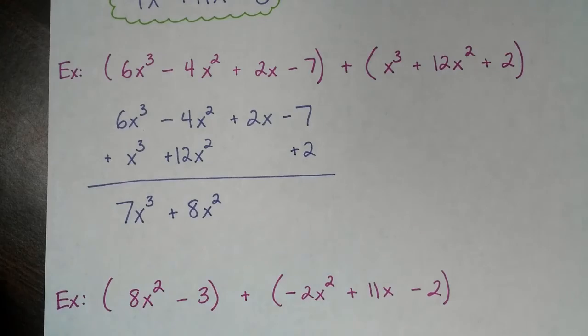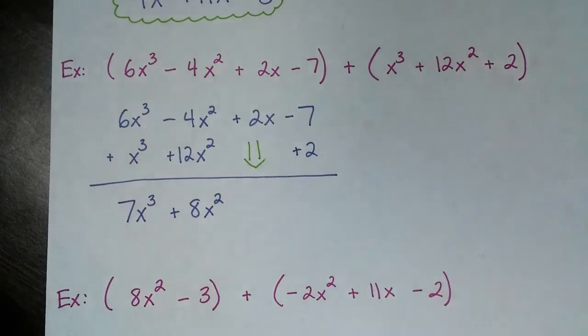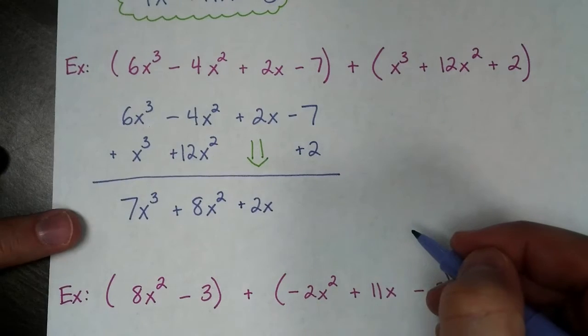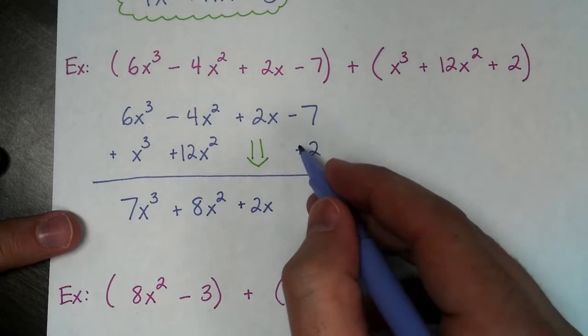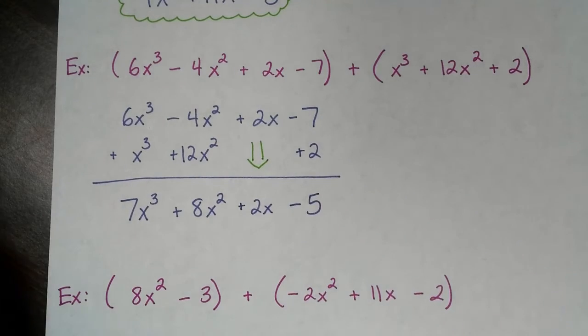Does anything combine with the 2x? No. So what happens is I'm just going to draw an arrow. You just bring it down. Just bring it down. Okay? It doesn't change. It's still a positive 2x. And then negative 7 plus 2 would be a negative 5, or in our final answer would be minus 5.